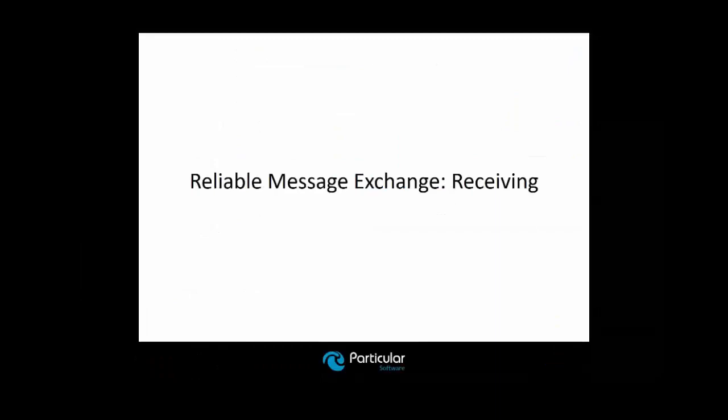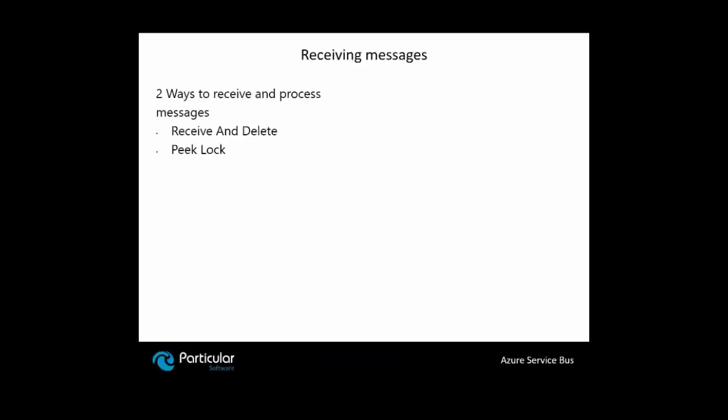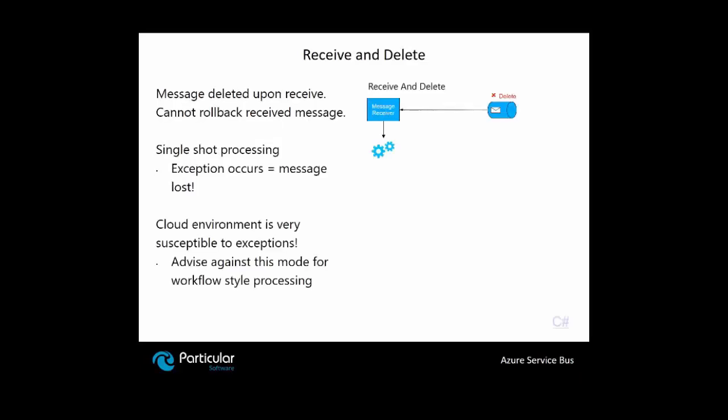So for receiving, I have a little section about issues that you may run into while you're actually performing a receive. So there are two ways to perform a receive. One is called receive and delete, and the other one is called peek lock. These are different mechanisms. Receive and delete basically means that at the point that a message receiver is pulling a message from a queue or an entity, it immediately deletes it. So this gives you single shot processing. So you process it once. If it succeeds, fine. If an exception occurs, fine as well. Right? You lost the message at that point.